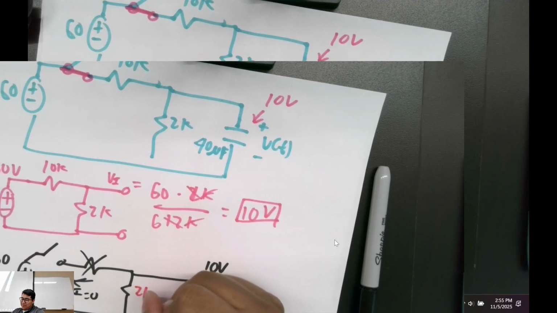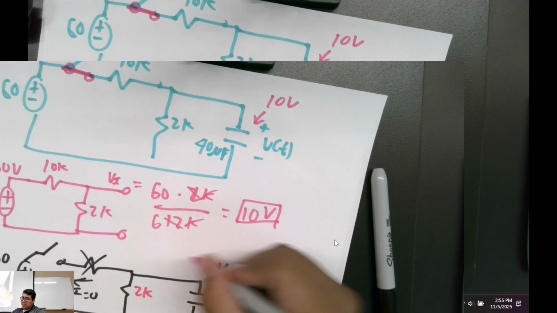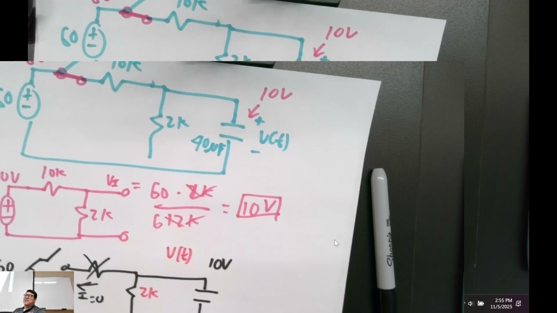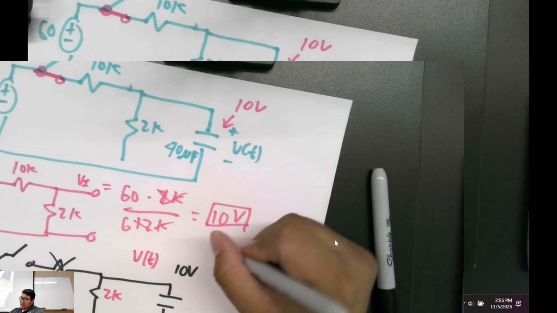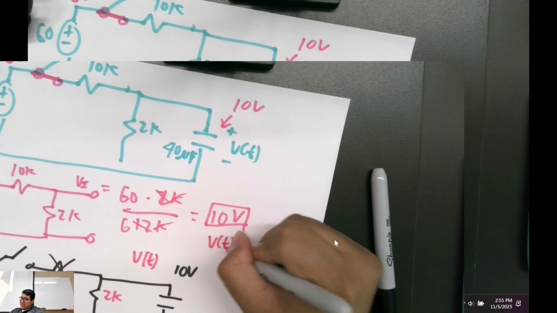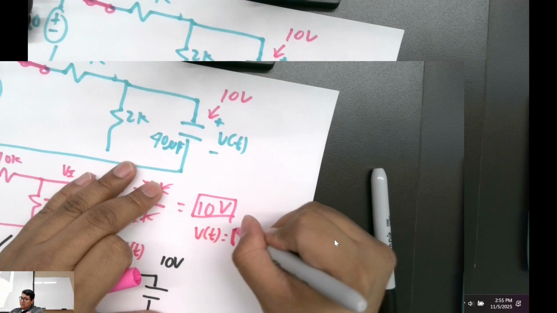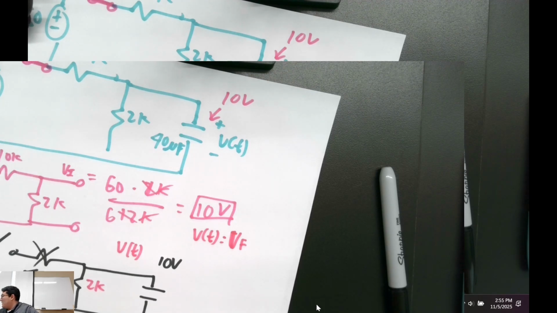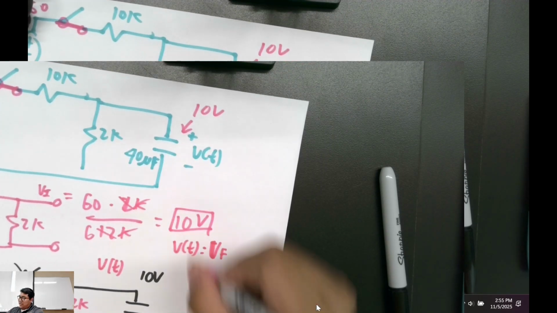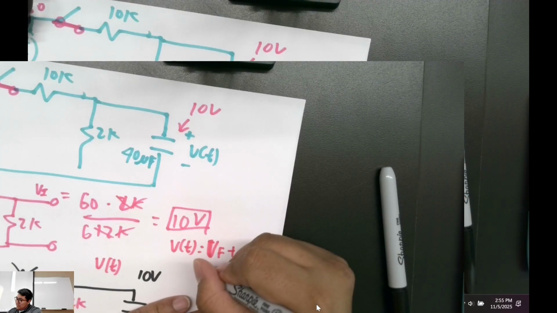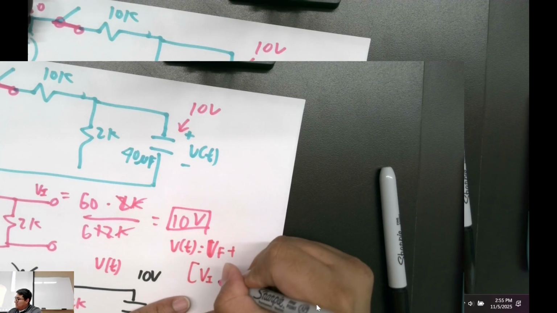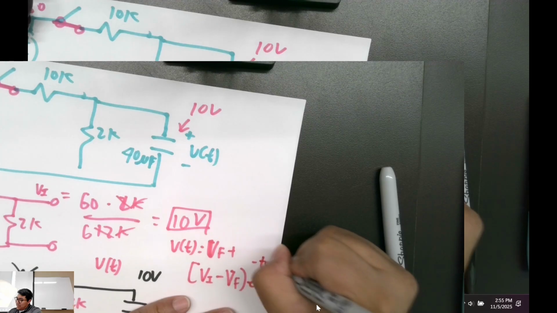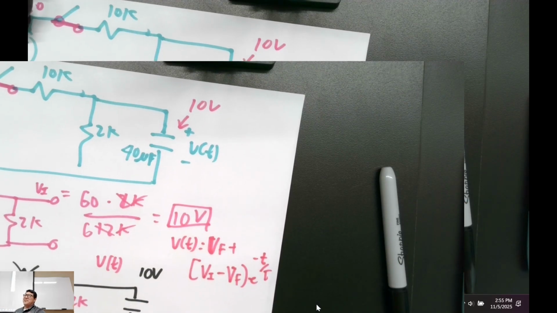Let me see, this is 2K. And then we're trying to solve for V of t, right? Looks like that. V of t is equal to V final plus V initial minus V final, times e to the minus t over tau. Is that good with everybody?